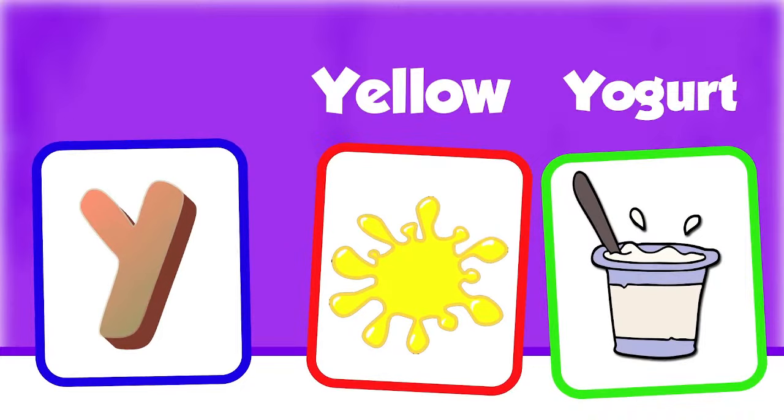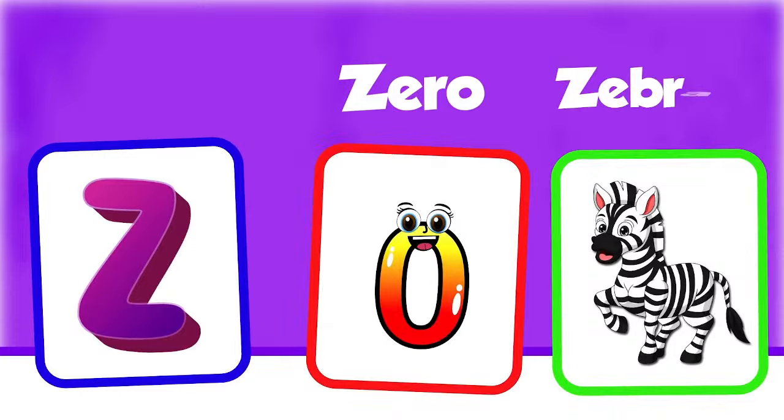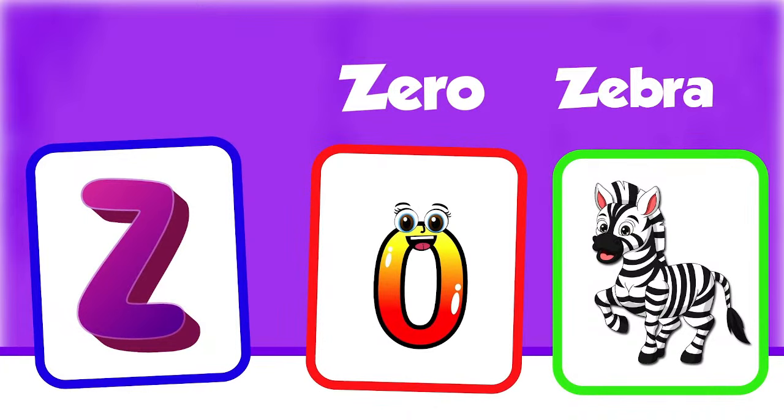Z is for zero. Z, z, zero. Z is for zebra. Z, z, zebra. Z is for z, z, z, z, zero. Z is for z, z, z, z, zebra.